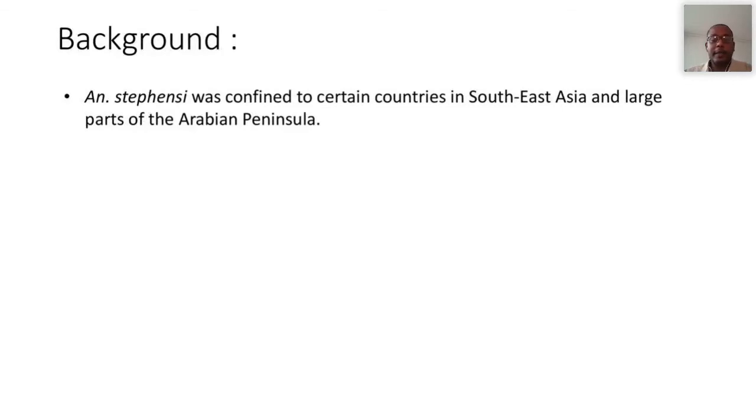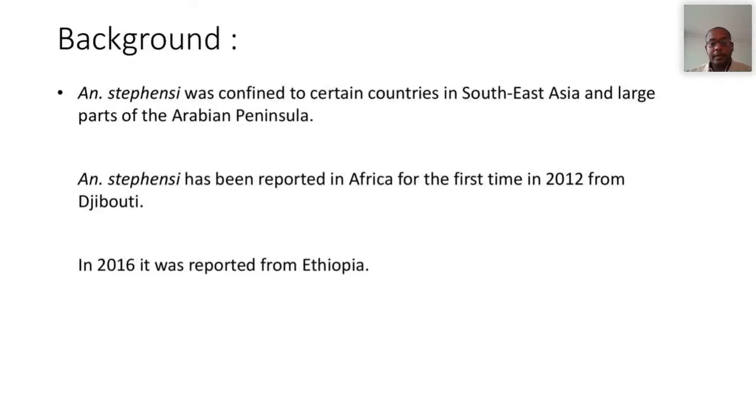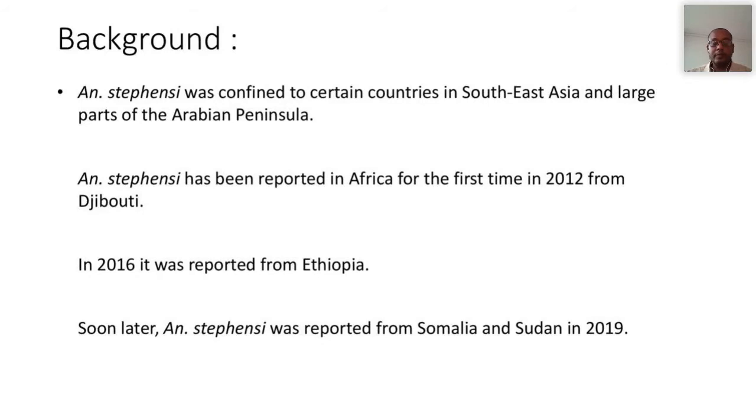Stephensi has emerged recently. It's originally from Asia. It's a known vector of malaria in Asia, particularly in Southeast Asia and most parts of the Arabian Peninsula. However, it has recently emerged in Africa, where it was reported for the first time in Djibouti in 2012, and later also emerged in Ethiopia in 2016. In 2019, it was reported for the first time from Sudan and Somalia. And what we can see from that is how rapidly it's progressing and spreading. This is what has been reported so far.